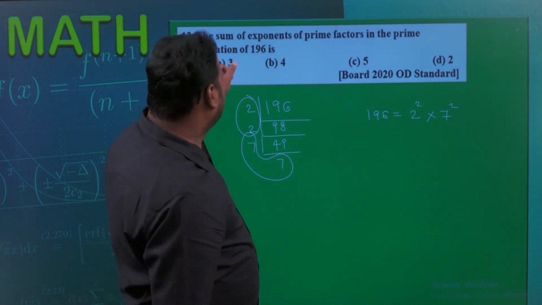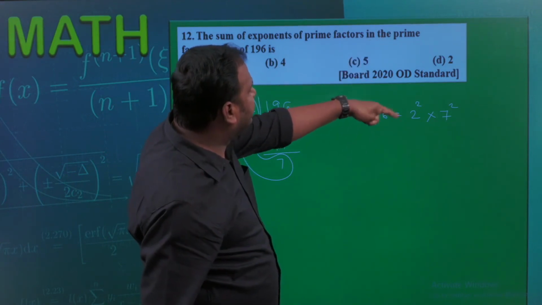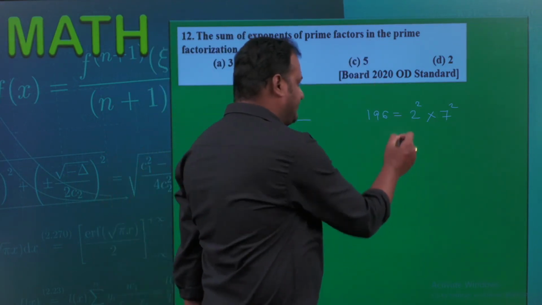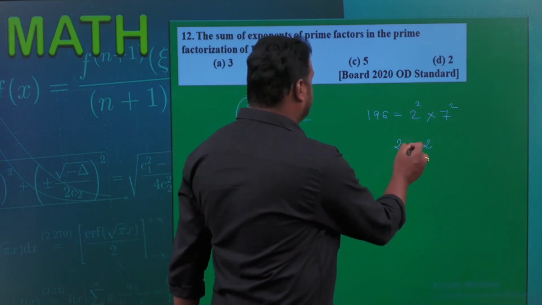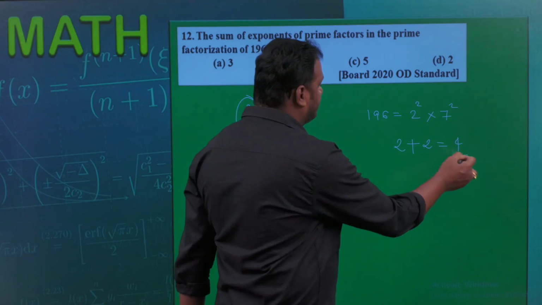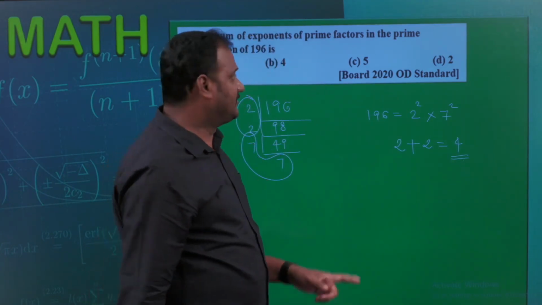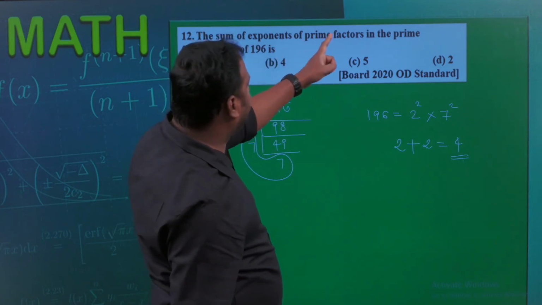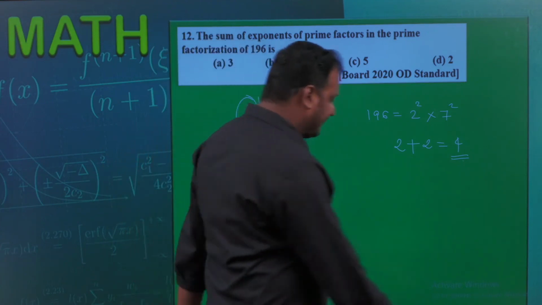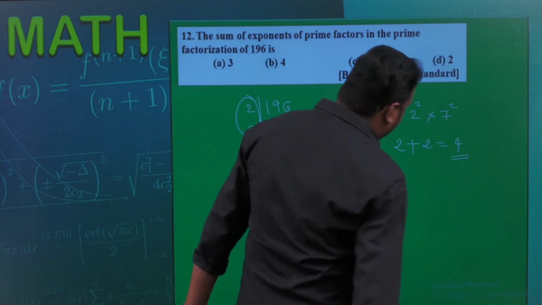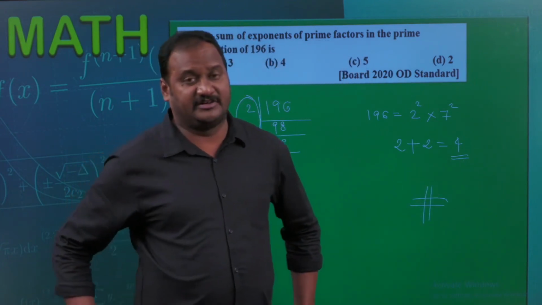So, the sum of the exponents of the prime factors. What are the exponents of the prime factors? Here the exponent is 2 and here the exponent is 2. So the sum of the exponents is 2 plus 2, which is 4. So this is the one that you want: the sum of the exponents of the prime factors in the prime factorization of 196. These are the problems given in previous board examinations for 1 mark.